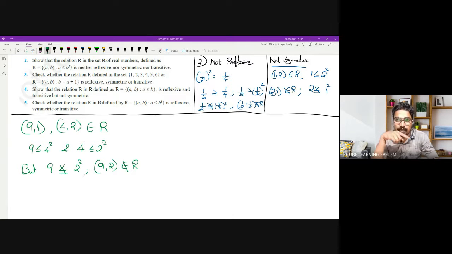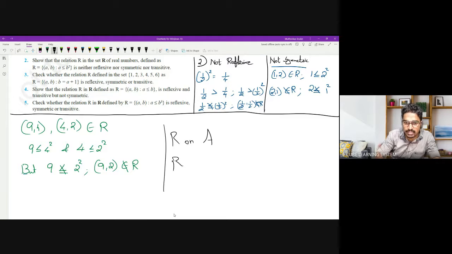Look at the question: in which set is the relation defined? Relation R is a relation on set A. R is a subset of A cross A. That is the definition. In the given question, in which set is the relation defined? Why do you read the question?